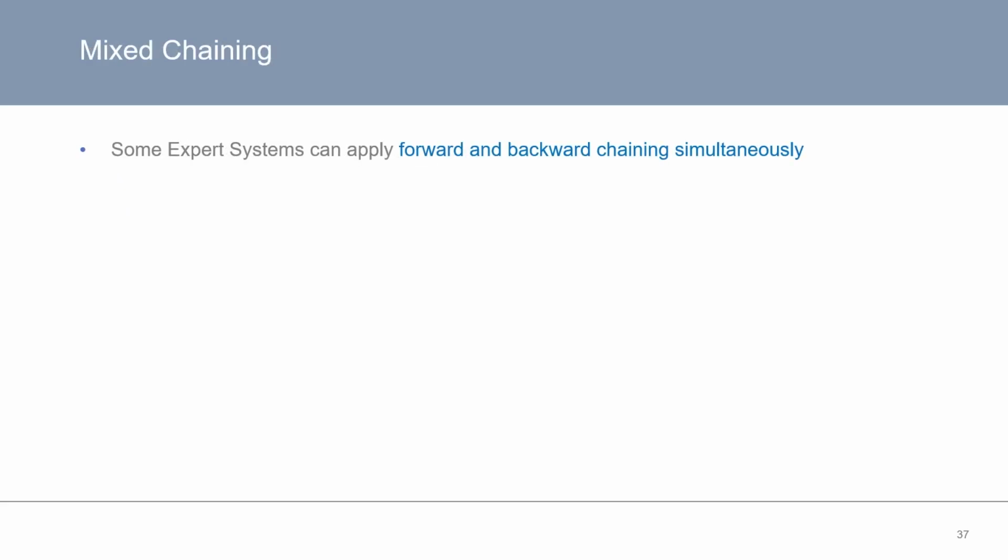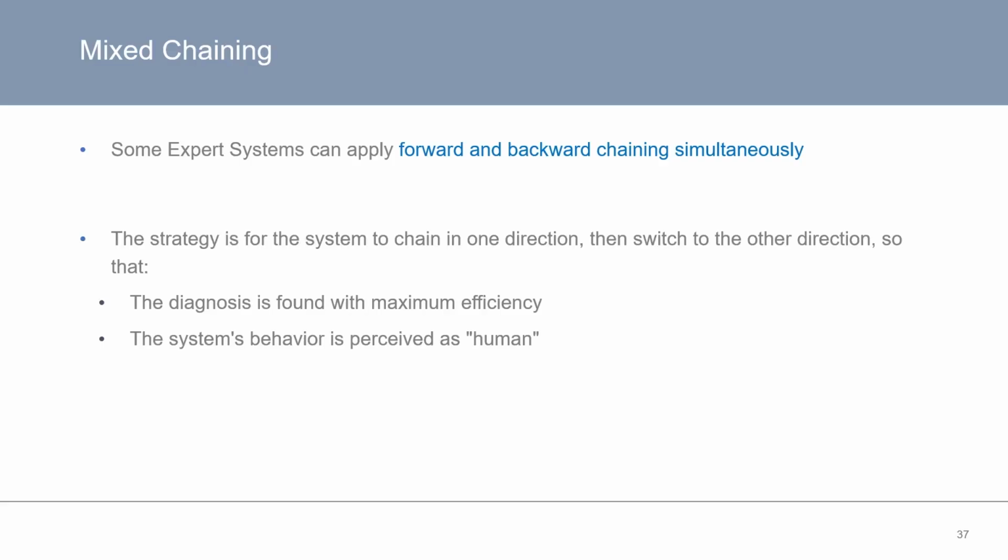Some expert systems can apply both forwards and backwards chaining simultaneously. This is referred to as mixed chaining or hybrid chaining. The strategy here is for the system to chain first in one direction and then switch to the other direction, so that the diagnosis is found with maximum efficiency. For example, in asking the minimal number of questions to prove a goal. This kind of system behavior is often perceived as being more human.